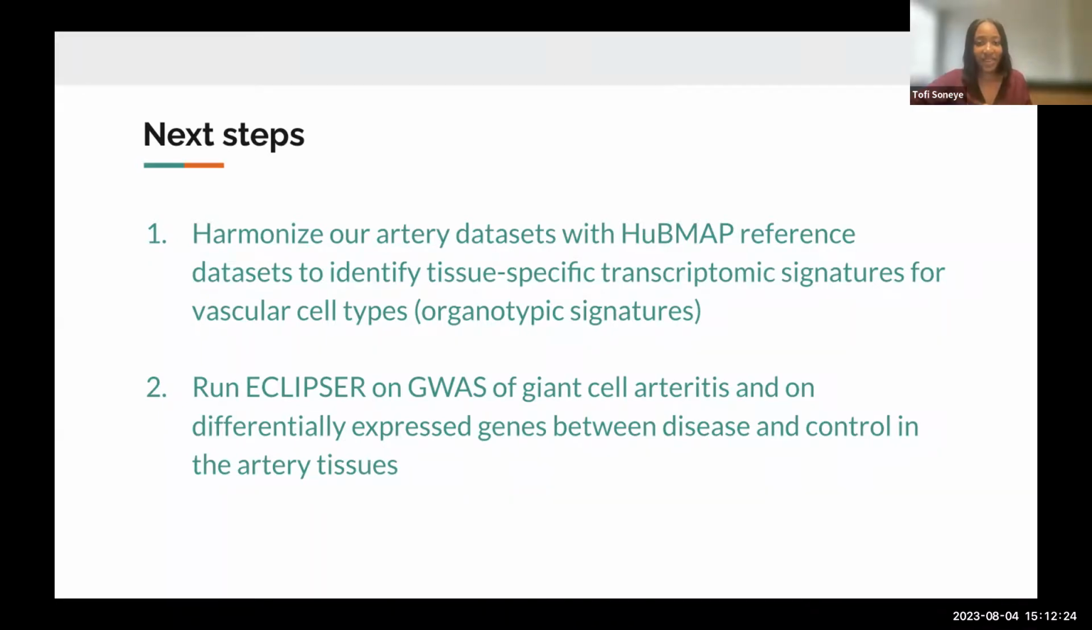And another great step would be to run Eclipsar on the GWAS of giant cell arteritis and on differentially expressed genes between disease and control in the artery tissues.